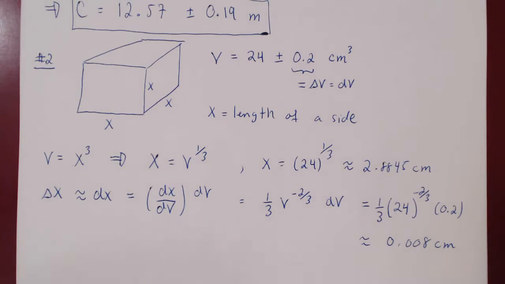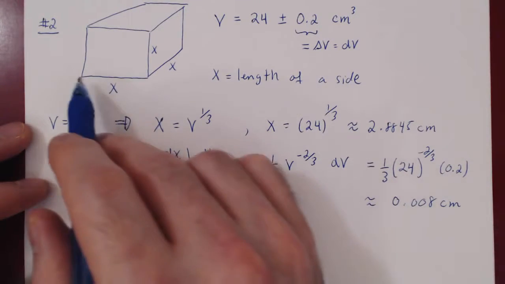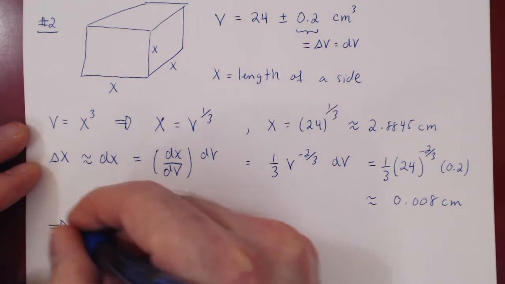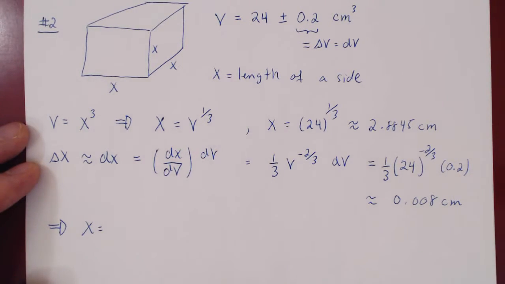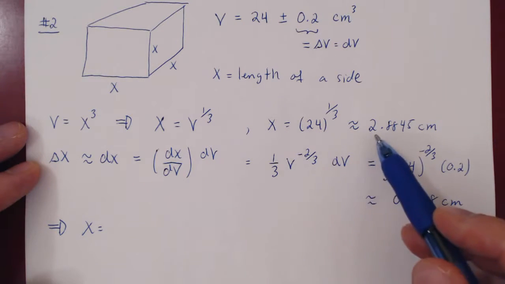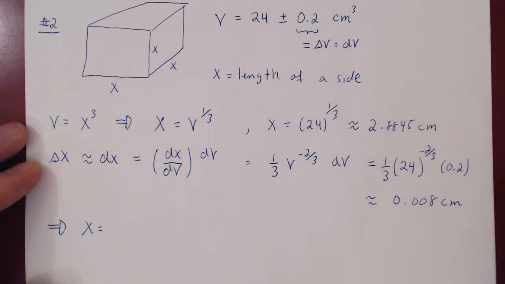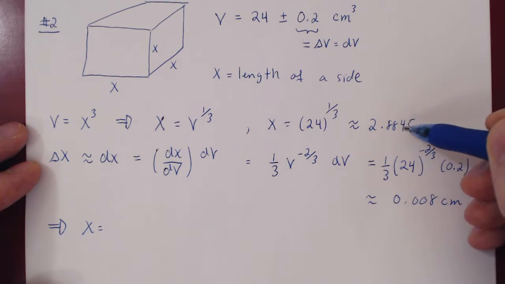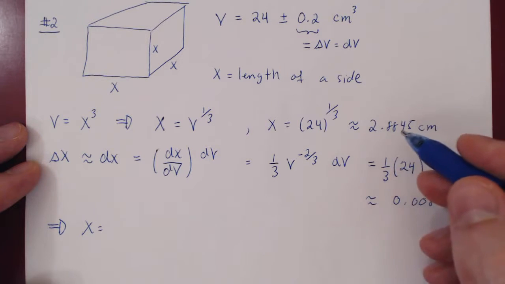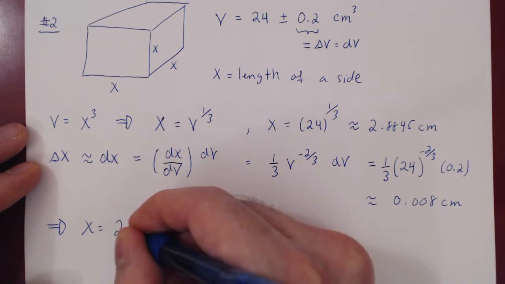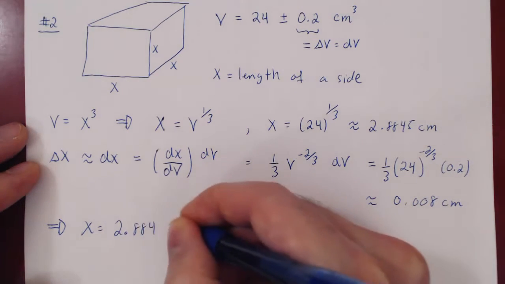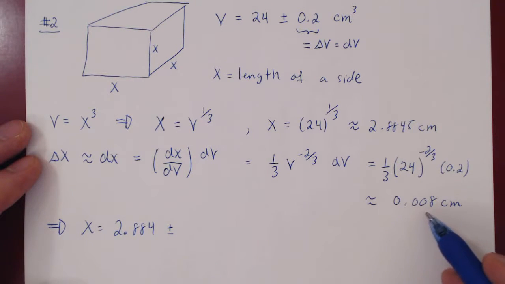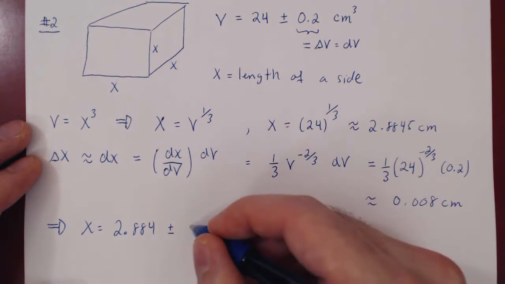And now we can give our final answer, the length of one of the sides of our cube with uncertainty. So the length, x, was approximately 2.8845, so you could say 2.884. You could round up or down here, it doesn't really matter. Let's go with 2.884 plus or minus an uncertainty of roughly 0.008 centimeters.